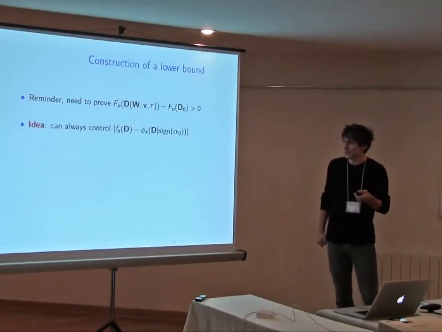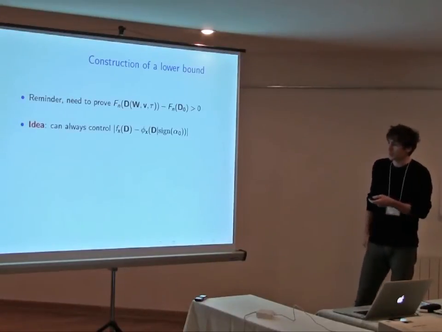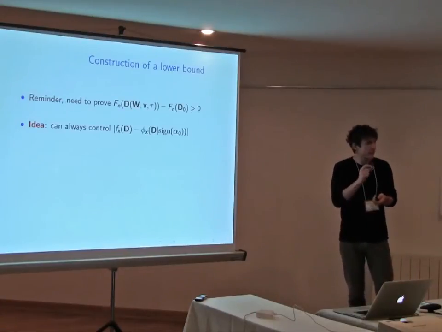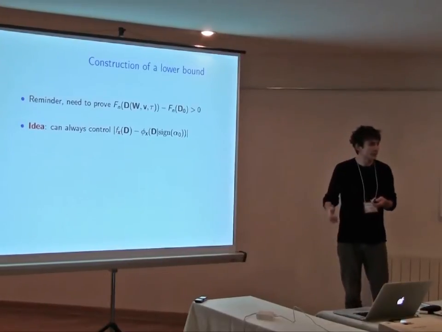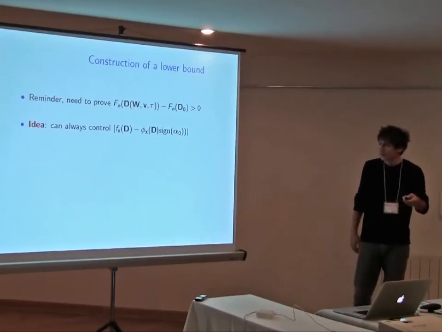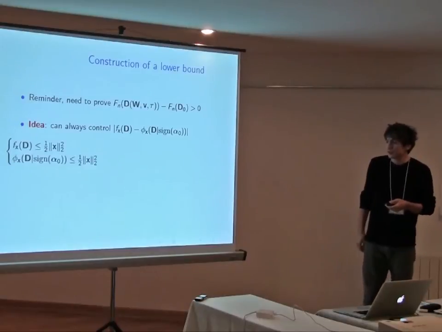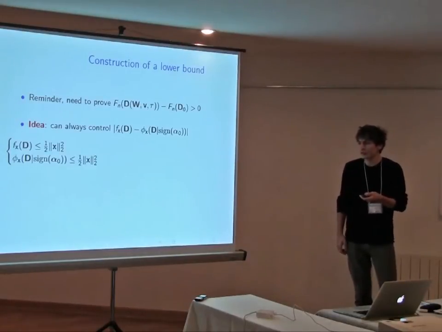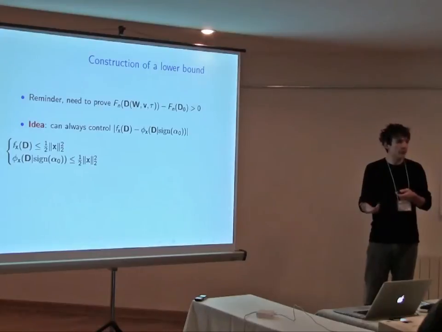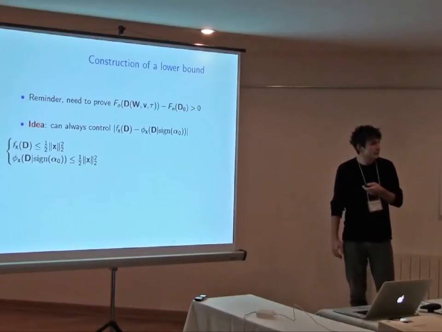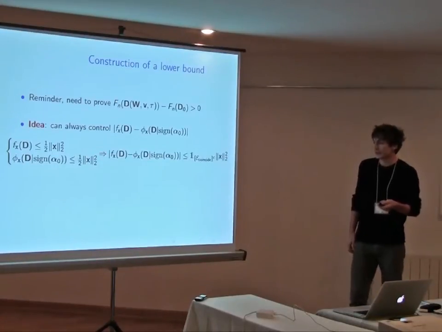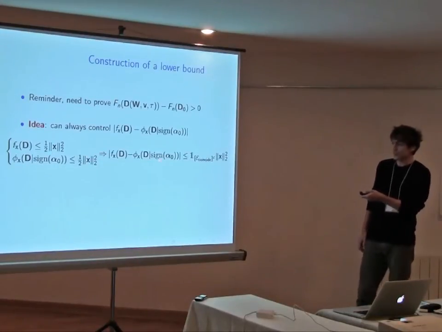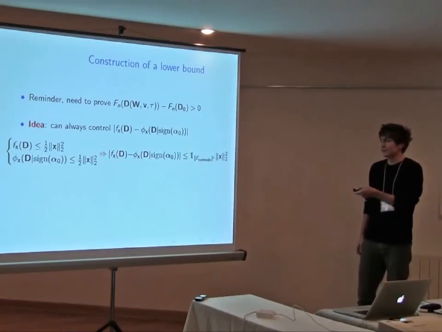The idea behind that is we can always control the difference between the function f of x and the surrogate that we have introduced before. Based on the definition of these two functions, it's quite easy to show that they are both bounded by the energy of the signals. And if you apply the triangle inequality, it's not complicated to see that the difference of those two functions is represented this way.